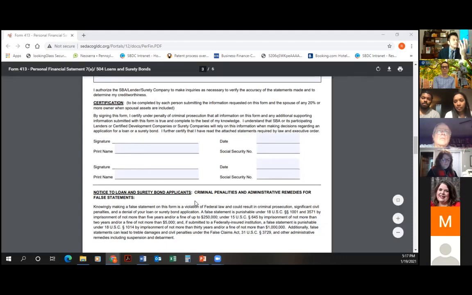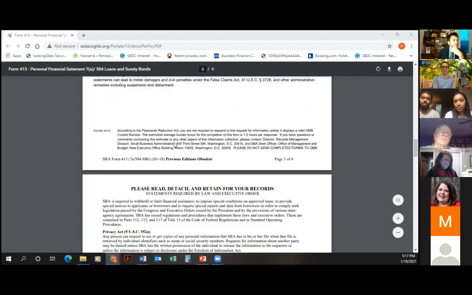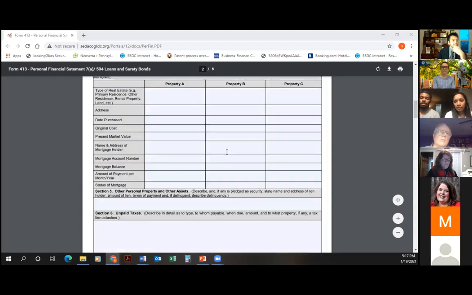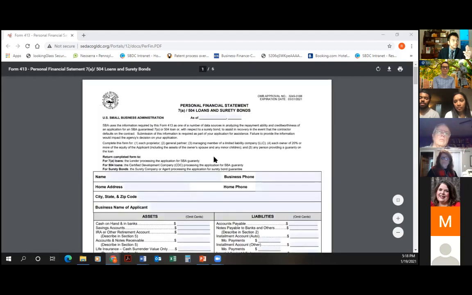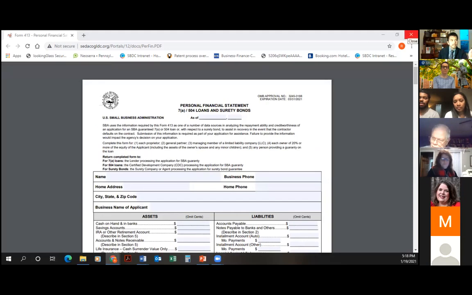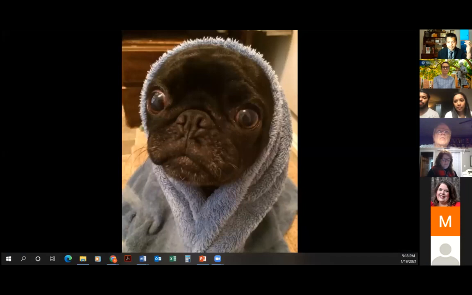So that's just a little bit about the personal financial statement. Each lender may have their own take on a personal financial statement, but this is one that's done up by the SBA and is generally accepted. And if you are pursuing an SBA program, then it stands to reason you're probably going to be having to fill this out. All right. So anyways, back to my presentation. I just wanted to do that little tangent on the personal financial statement, because quite honestly, guys, it's very, very important.